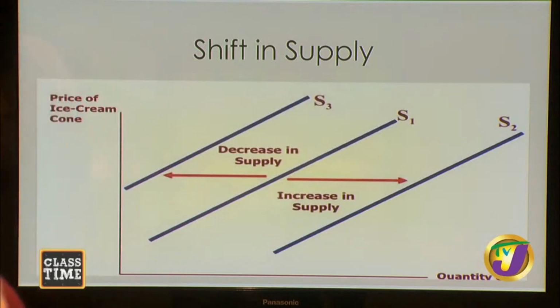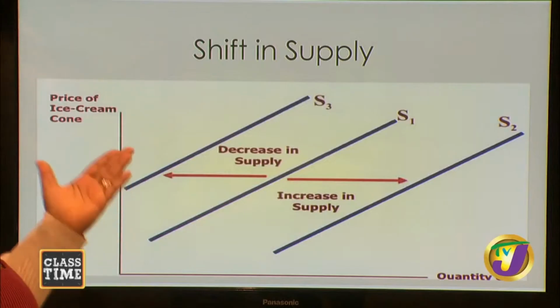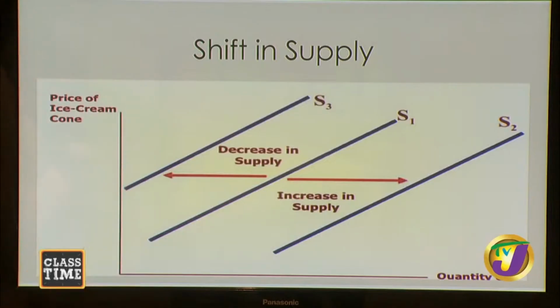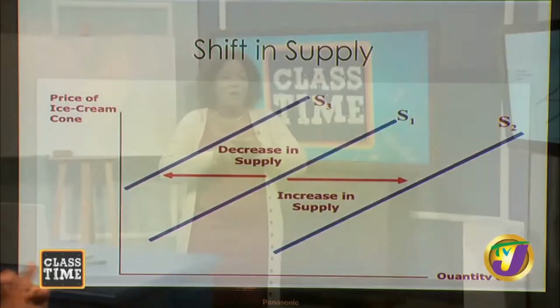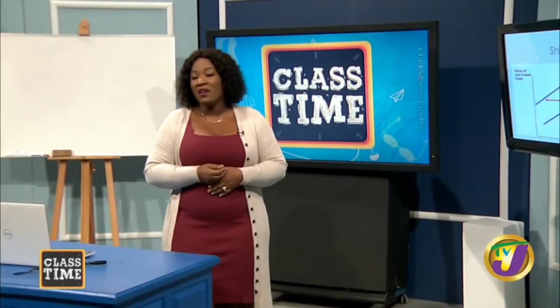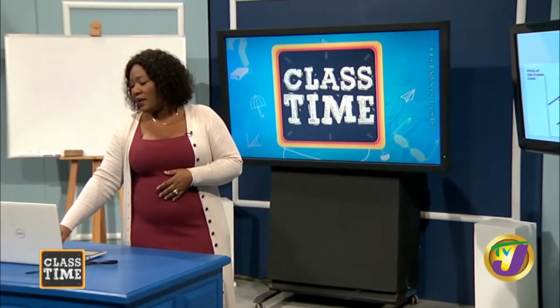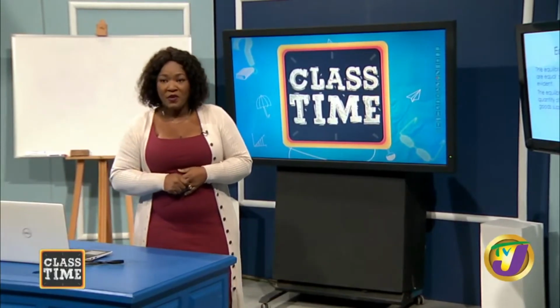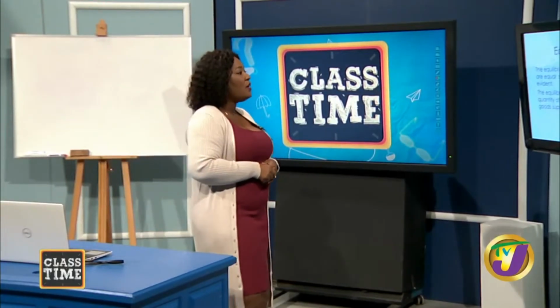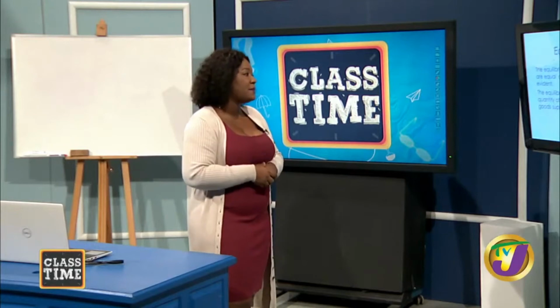So the supply curve will shift to the right if there's an increase in supply, and will move to the left if there's a decrease in supply. Now, these two price points would, at some point, come together. What we call this is our equilibrium, right? Now, our equilibrium point or price.